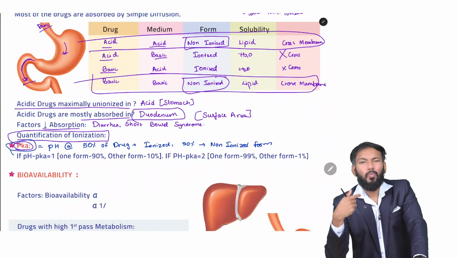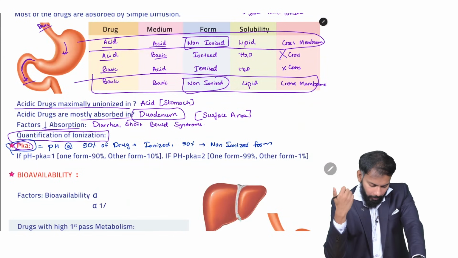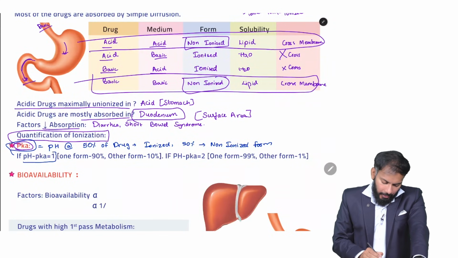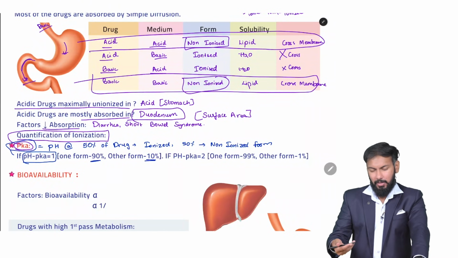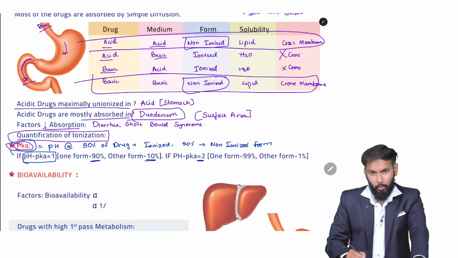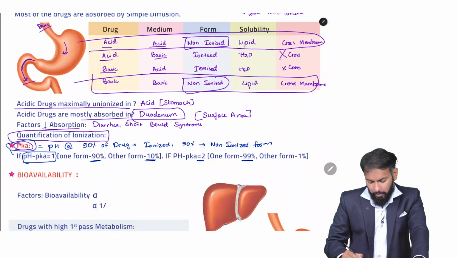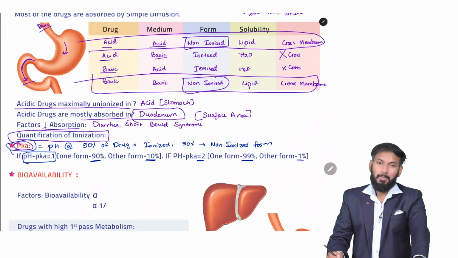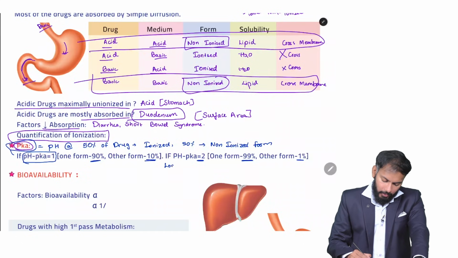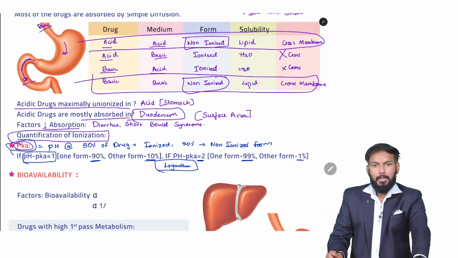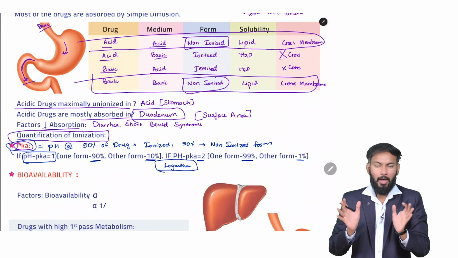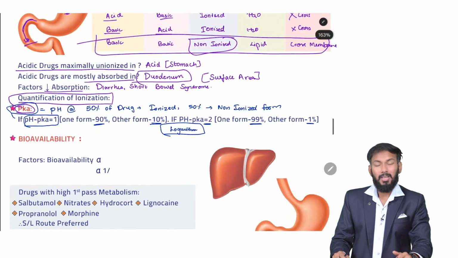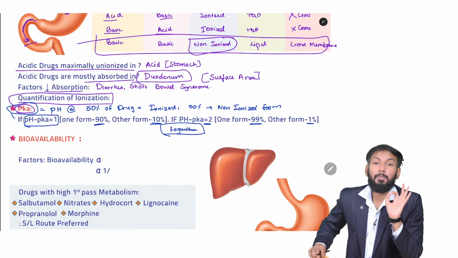Now, if you want to go one step further and if you want to remember, if pH minus pKa is equal to 1, one form will become 90%, the other form will become 10%. Now, if it becomes 2, one form will become 99% and the other form will become 1%. Why? Because this is logarithm. When you see that equation, you will understand. Okay. So, these are the calculations, but I just wanted you to remember what is pKa. If you understood this much, next we will talk about a concept that is known as bioavailability.